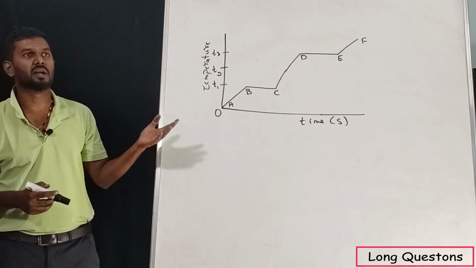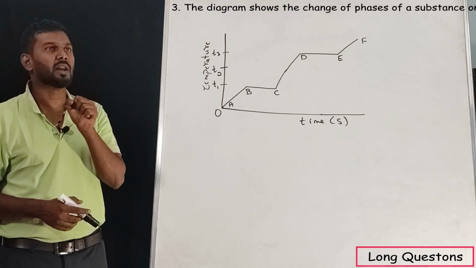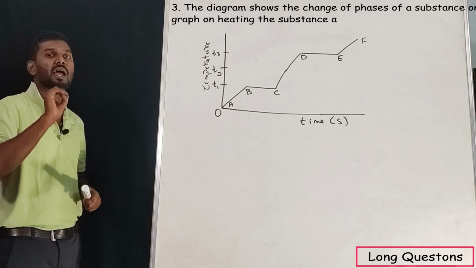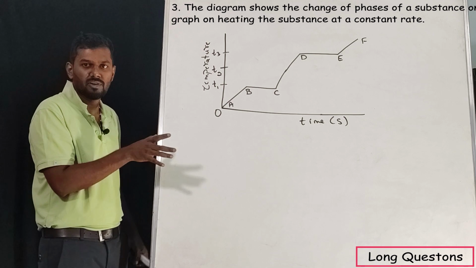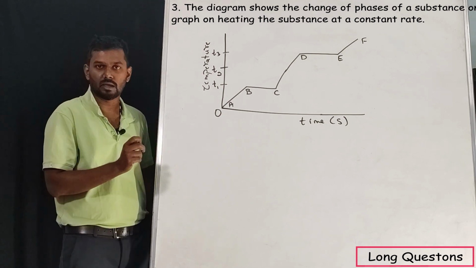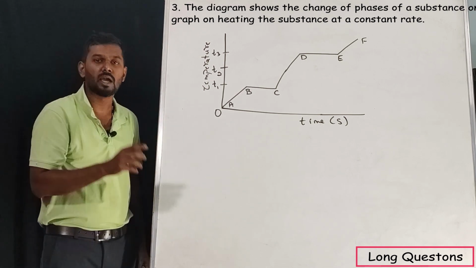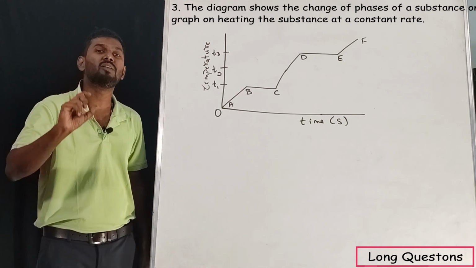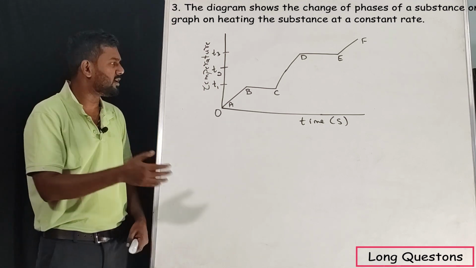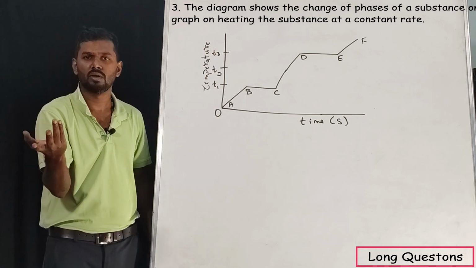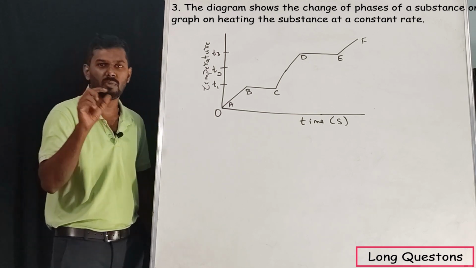Our next question is based on a graph. See, the diagram shows the change of phase of a substance on a temperature-time graph on heating the substance at a constant rate. This is the given statement and this is the given graph. First thing, whenever they have given a graph, you need to understand where it is starting. At 0 degree temperature it is starting. At 0 degree temperature, what will be the state of the material? It will be frozen, it will be solid. You can assume it as ice only. At 0 degree it will be in the form of solid.